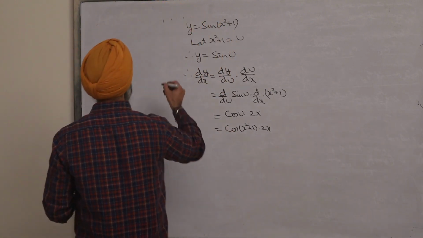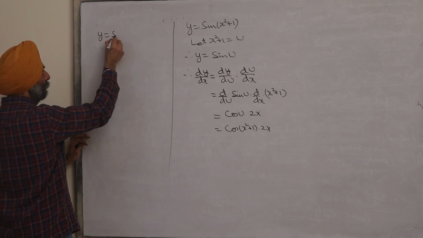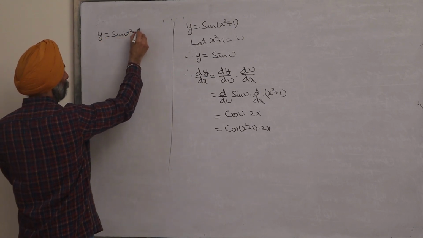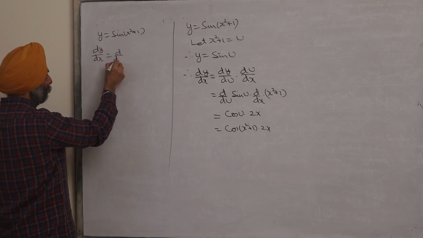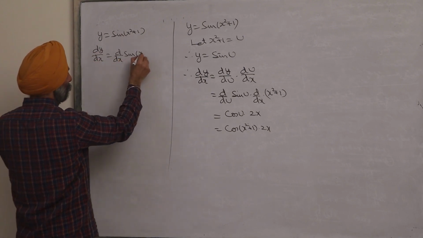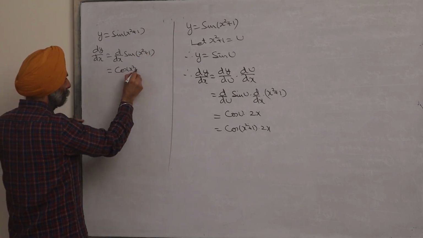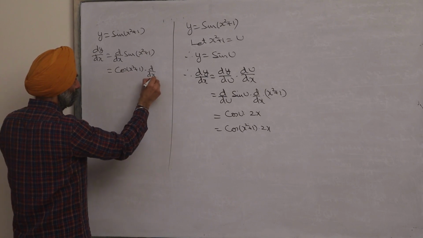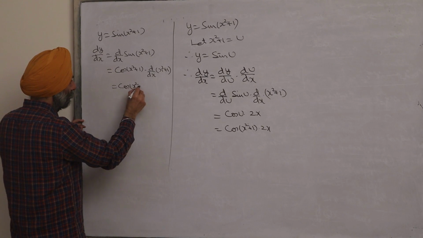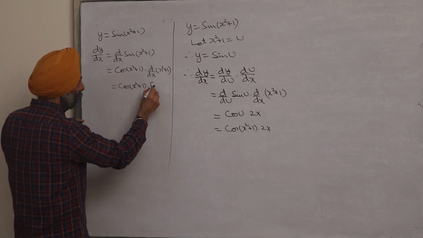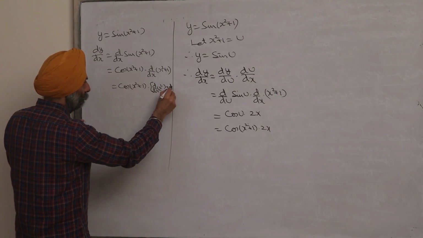Or otherwise, what is the other way out? The other way out is, we have y equal to sine of (x square plus 1). So what is dy/dx? This is d/dx of sine of (x square plus 1), which is cos of (x square plus 1) into d/dx of (x square plus 1), which is cos of (x square plus 1) into differential of x square plus differential of 1.